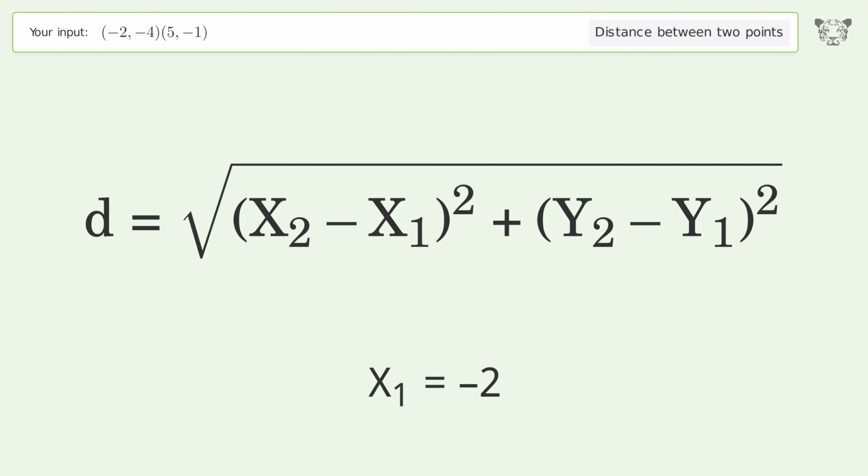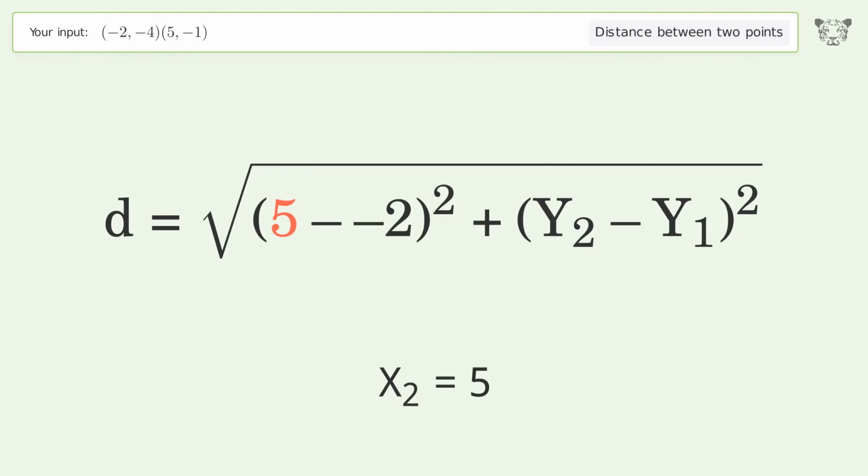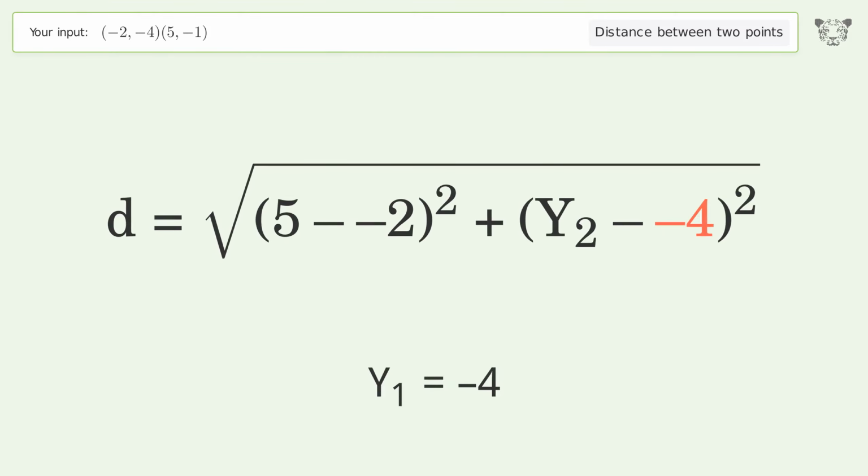x1 equals -2. x2 equals 5. y1 equals -4. y2 equals -1.